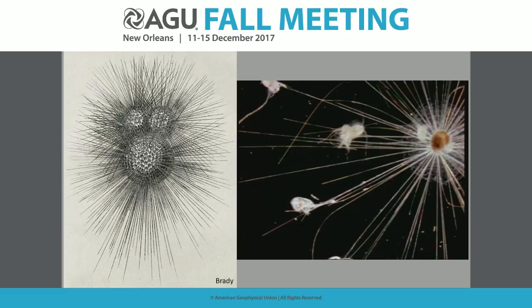But the spines provide an anchor for those pseudopods. And when they get a copepod on there, they can hold on to it and they can eat it. And so they basically increased the number of things in the oceans that you could eat. So this is a nice adaptation if you're living in an environment where there's not a lot of food.